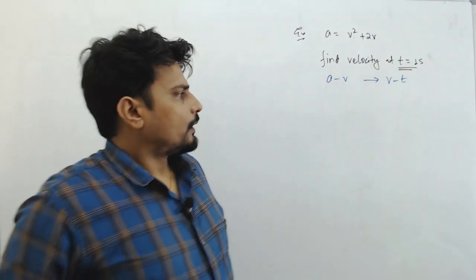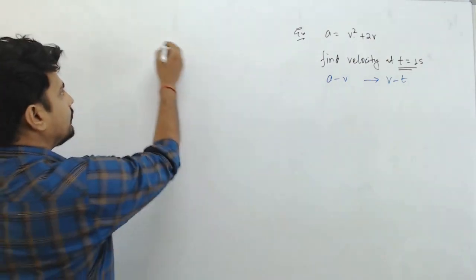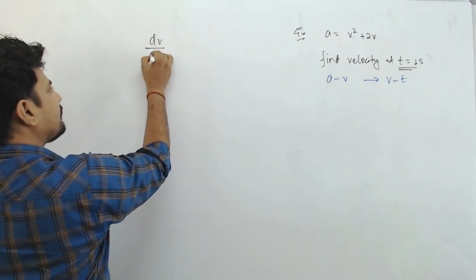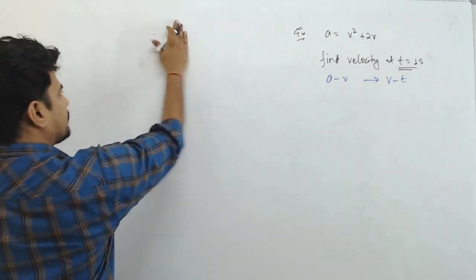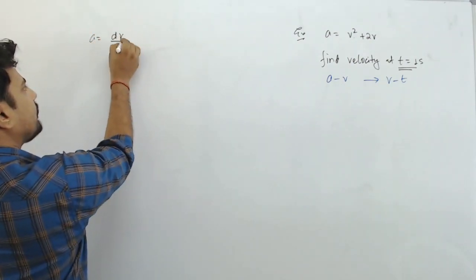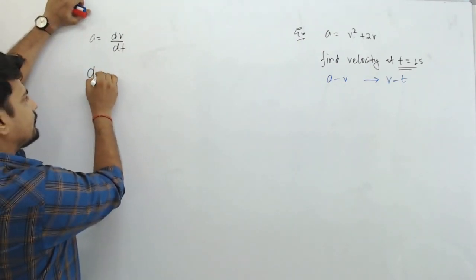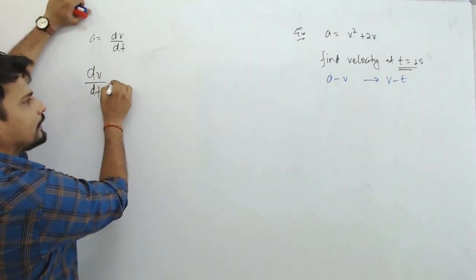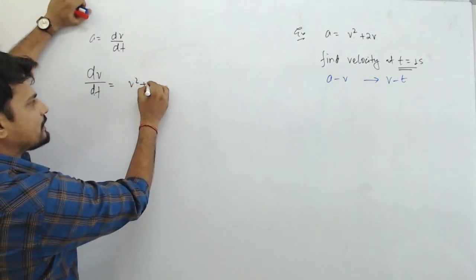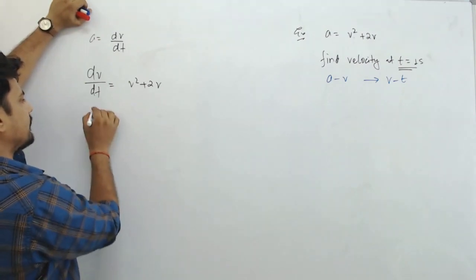ठीक है जी, I believe you have given it a try. Now let us do it together. साथ में करते हैं. a is what? dv upon dt. थोड़ा और इस तरफ से लिख लेते हैं, थोड़ा जगह बच जाएगा. a is equals to dv upon dt. We know that है ना. तो can you just say that dv upon dt should be what? v square plus 2 times of v. Then अच्छा, bring it this side, कोई नहीं जी.